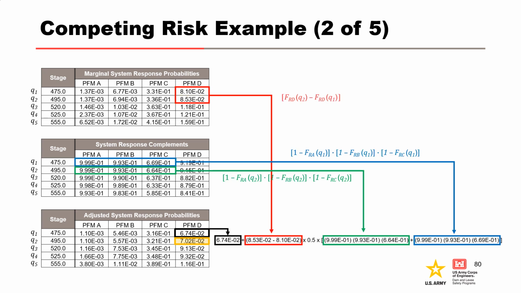For Q2, we follow the same procedure, but everything shifts down a row. We will take the system response for failure mode D at Q2 minus the system response for failure mode D at Q1, as shown in the red box, times 0.5 times the quantity of the survival function of the other failure modes at Q2 in the green box, plus the survival function at Q1 in the blue box. We add to that the adjusted probability for failure mode D at Q1 because we want the entire area under the curve from Q0 to Q2, not just from Q1 to Q2. This results in a probability of 7.02 times 10 to the minus 2.